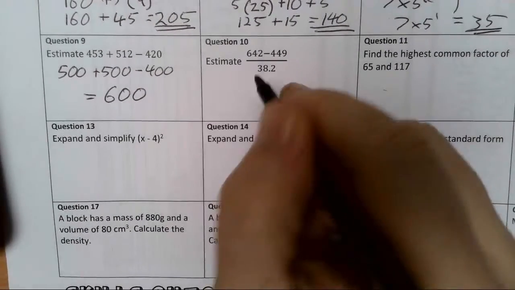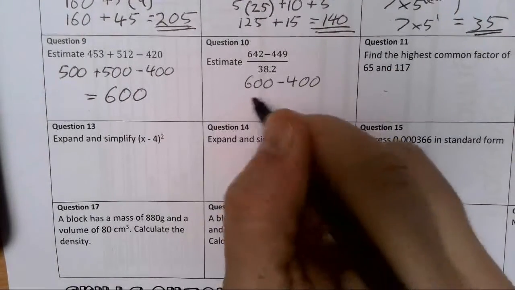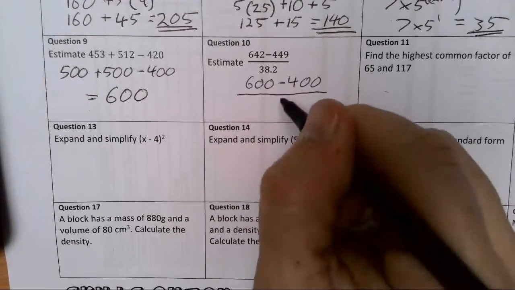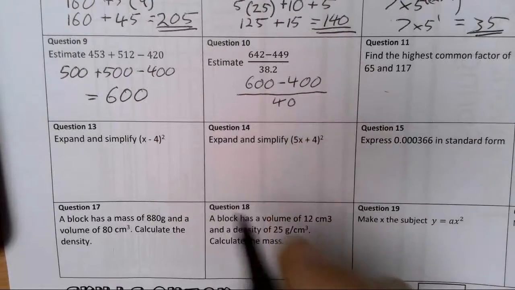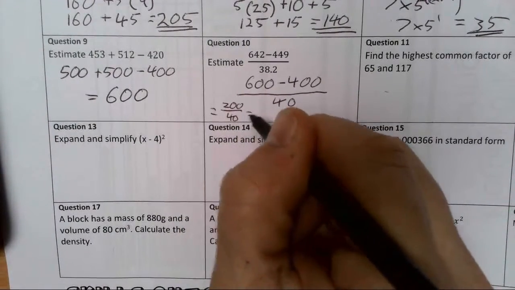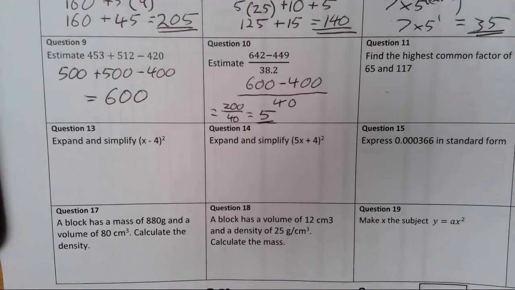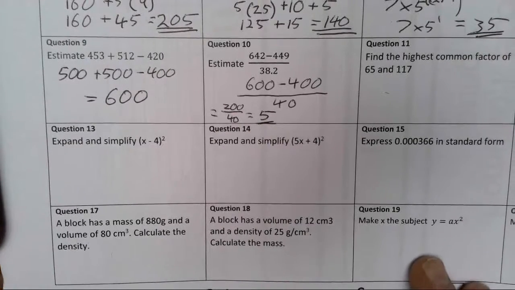And the top one here, I'm going to do 600, take away 400 to one significant figure, and I'm going to then divide that by, to one significant figure, 40. That's going to give me 200 over 40, which gives me 5. Definitely want to see the working out for those questions, particularly the estimation, for all the questions.